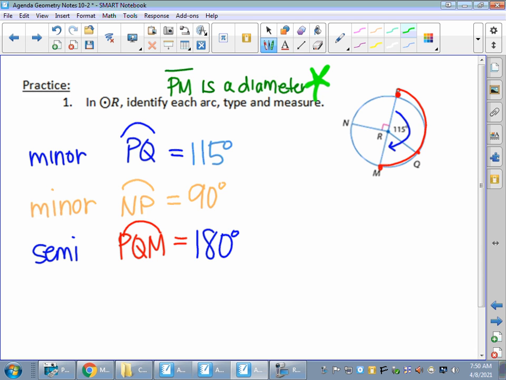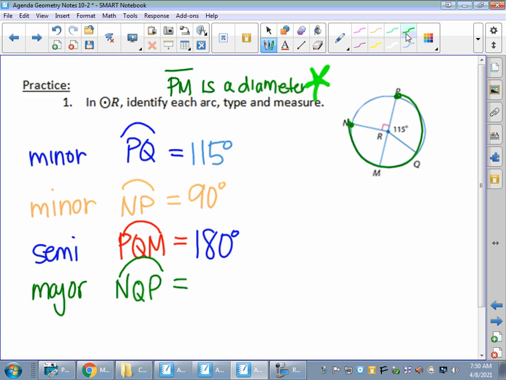How about one more? How about arc NQP? So arc NPQ, we know it's either a semicircle or a major arc, right? Is it greater than 180 or larger than 180? Definitely larger, so it's a major arc.